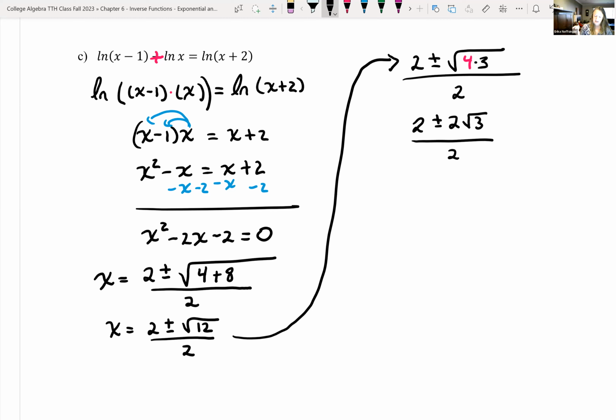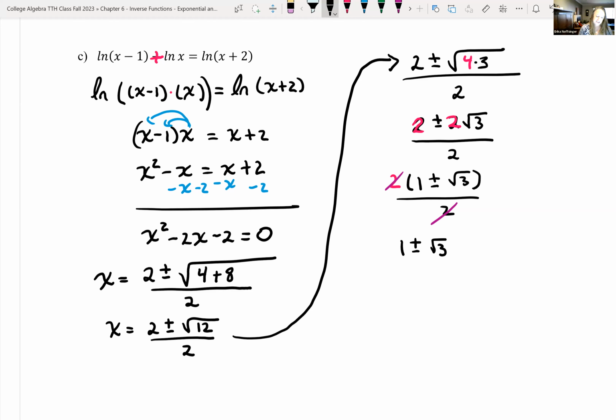So we can either think of this as factoring out a 2 from both of these terms in the numerator and then canceling what is in common, or we can think of it as rewriting that as 2 separate fractions. If I factor out a 2, we have 2 times the quantity 1 plus or minus root 3, all over 2. So we can simplify by canceling out our 2's, and so we get 1 plus or minus root 3.